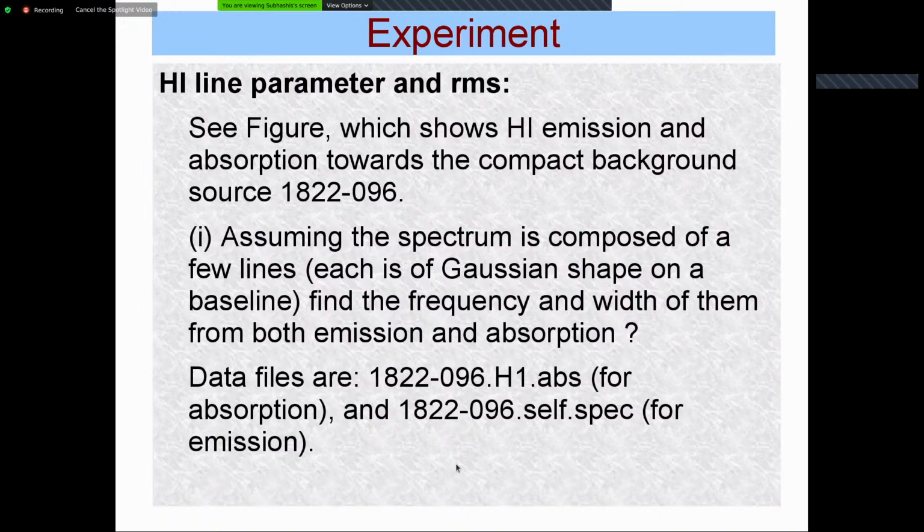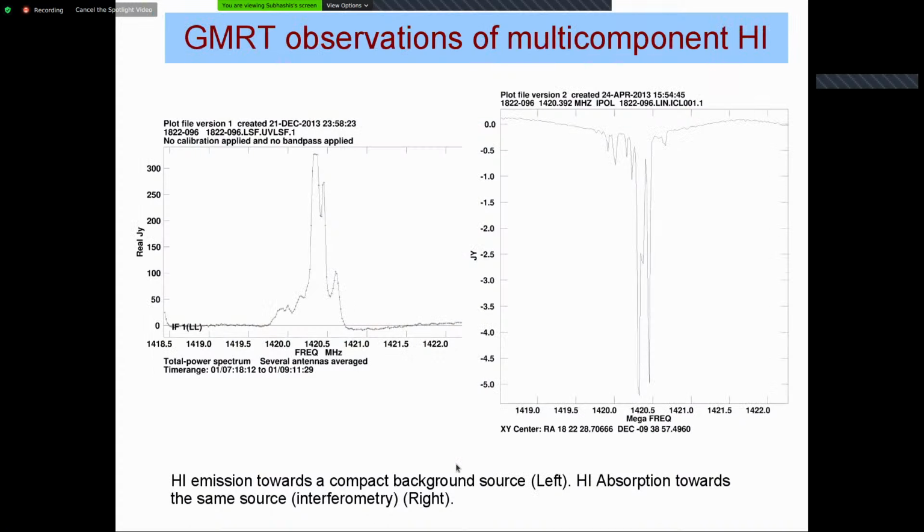In that figure, which showed the HI emission and absorption towards the compact background source, we now assume the spectrum is composed of a few lines, each of Gaussian shape, and this may be sitting on a baseline. Baseline means what? Ideally it should be zero, but in practice it may not be zero. It may be an offset, or it could be a second order term also. Sometimes the instrument gives the equivalent of dark current, which some of you would have heard of in CCD cameras. That dark current equivalent is what comes out as the baseline, and if it is not zero, you have to subtract it. Here it looks like the baseline is close to zero, but not exactly zero. That's why.